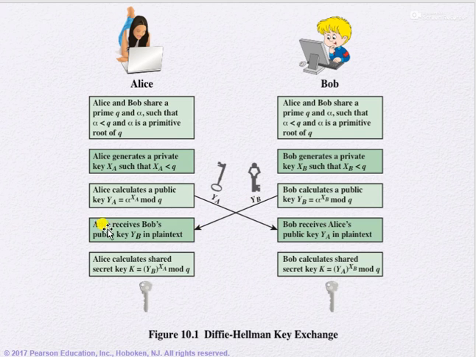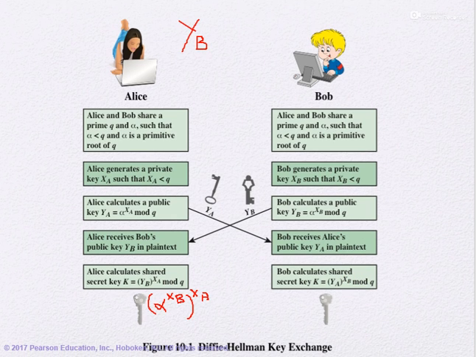When Alice receives Bob's public key, Alice will calculate a shared secret key between Alice and Bob like this: K equals YB raised to the power XA mod q. And Bob will calculate the shared secret key as YA raised to the power XB mod q. Okay, now we can see how both parties share the same key.